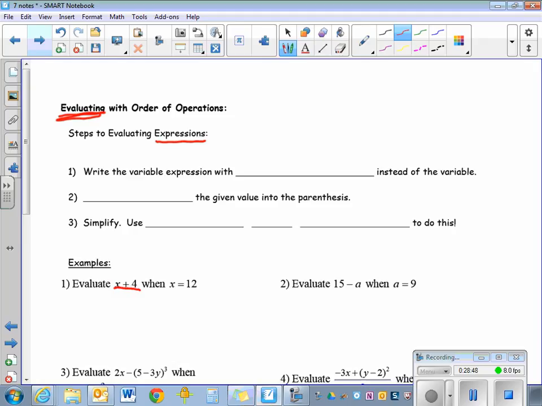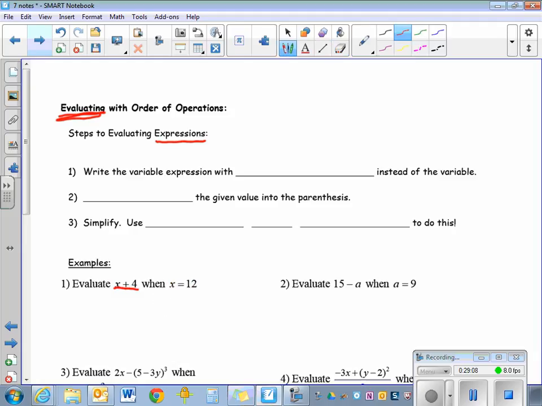Now when we look at just x plus 4 by itself, I wouldn't know what that value is, because x is some variable, it's some number. We don't know what that number is. So if it just said evaluate x plus 4, we'd have no idea what that value is. So we're going to have to be given more information. We need to be told what x is.